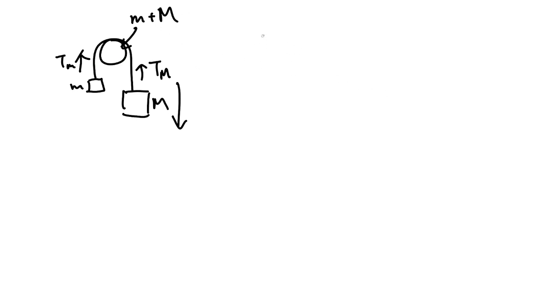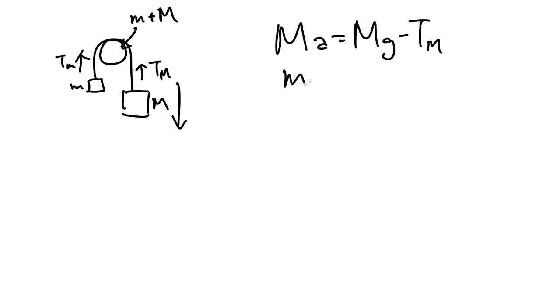So that means that our net force, for our big mass, is going to be equal to our gravity minus our tension. So that means that our mass times acceleration is equal to our mass times gravity minus our tension force, and this is for big M. For little m, our acceleration times mass is going to be our tension force minus our gravity, since we know that it's going to be going in this direction, with gravity pulling down.